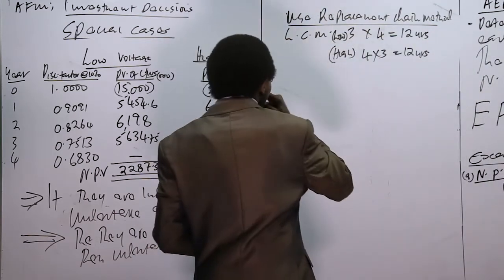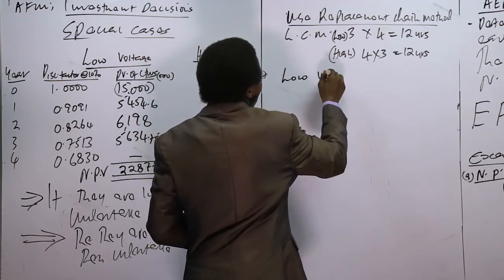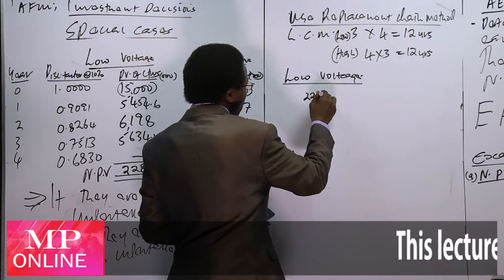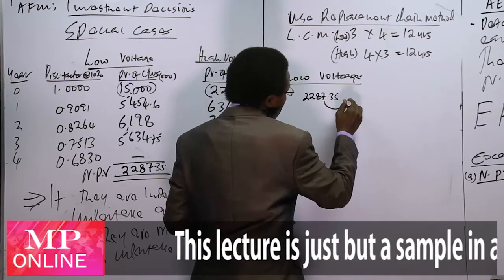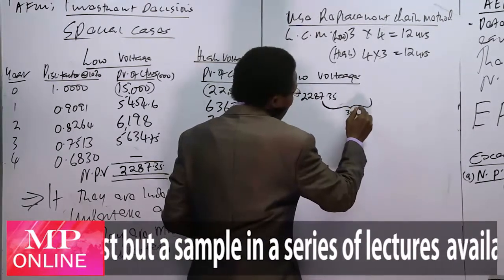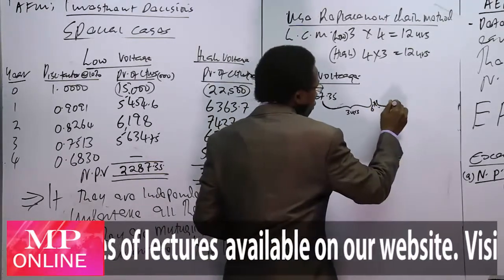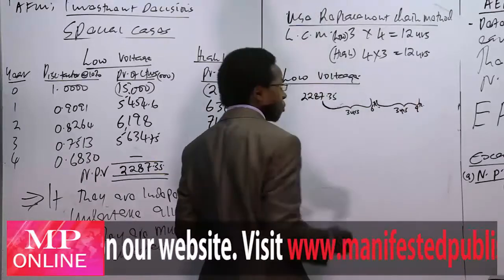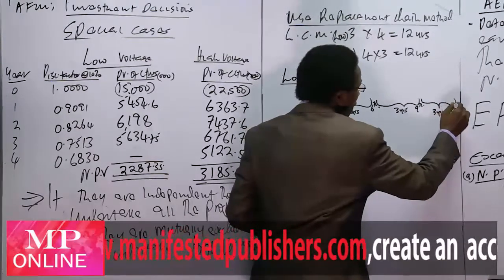So what we do, we come and say we have the low voltage. If you have, let's say, the 2287.35, we know that if you add the 3 years, you will be at the 6th year. Then you move another 3 years, you'll be at the 9th year. Then finally you move the final 3 years, you'll be at the 12th year.